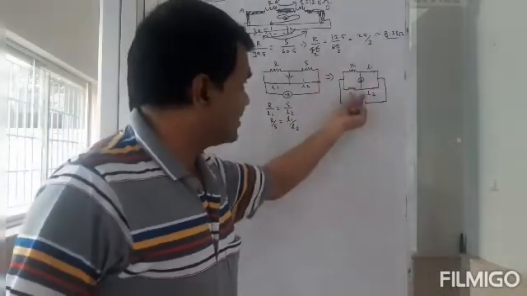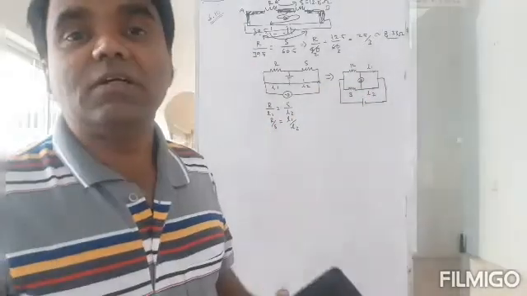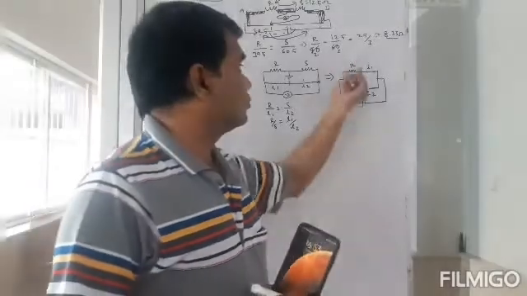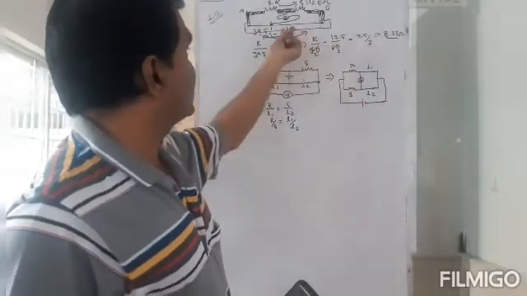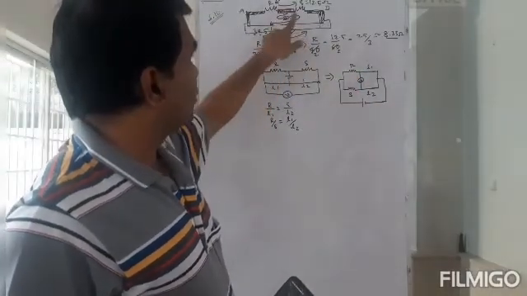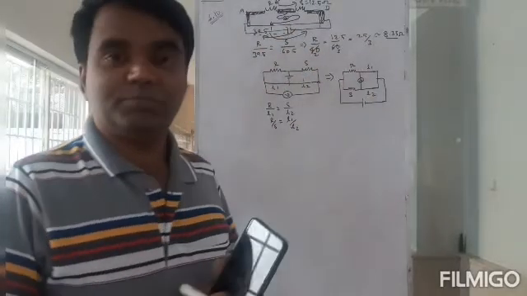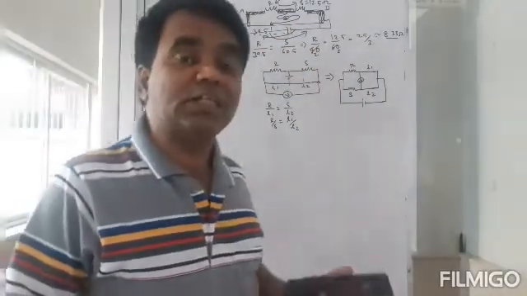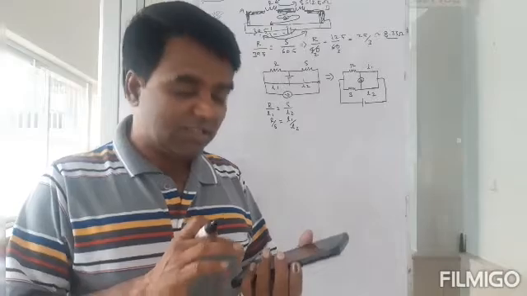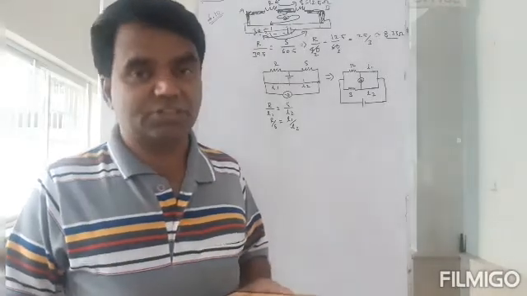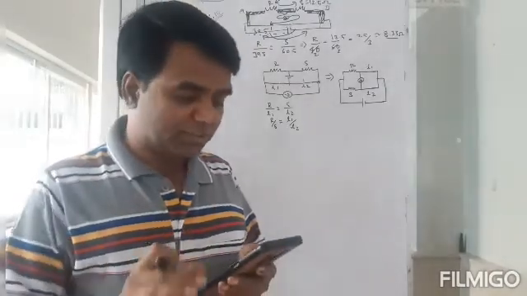So even in that condition, there won't be any current through the galvanometer. So even if you interchange the battery with the galvanometer, there won't be any current through the galvanometer because it will still be in a balanced condition. Hope that's clear to you.